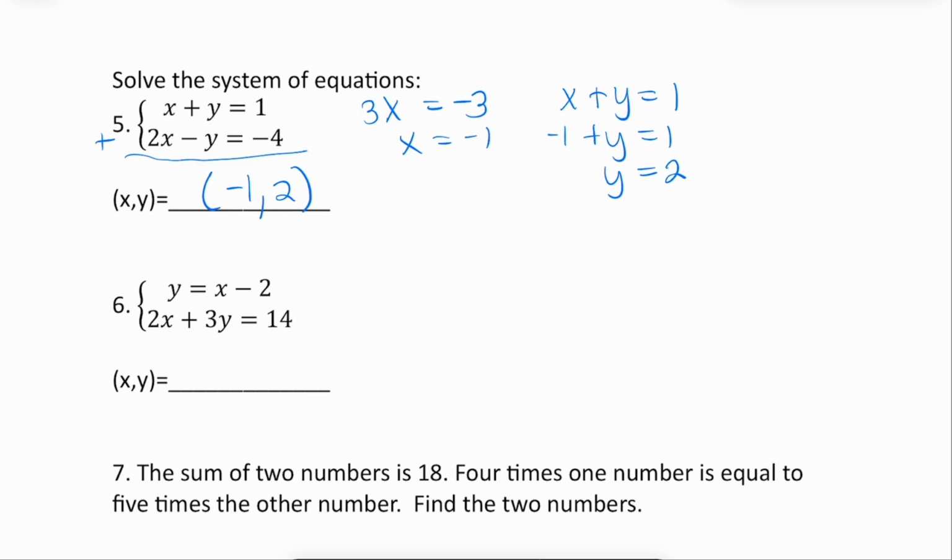Now, I don't care what method you use, but what I do care is that you solve them the way you're most comfortable. So I'm just going to tell you where I think that would fall. So 6, I think, use substitution. So where we see y, let's put in x minus 2. So I've just substituted into the second equation x minus 2 in place of the y. So then we get 2x plus 3x minus 6 equals 14.